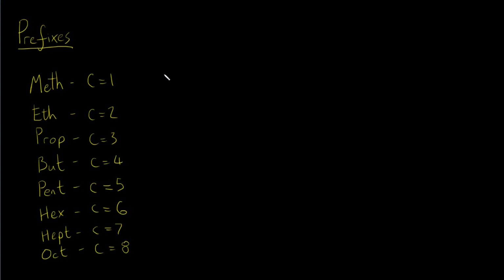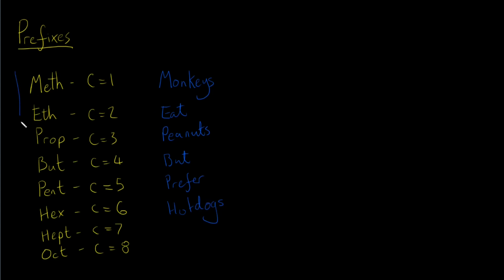The way I was taught it and the way I remember it is by a little mnemonic. It is monkeys eat peanuts but prefer hot dogs. Now that's how I remember the first six. This is how I remember up to hex, using this little sentence here. Monkeys eat peanuts but prefer hot dogs.